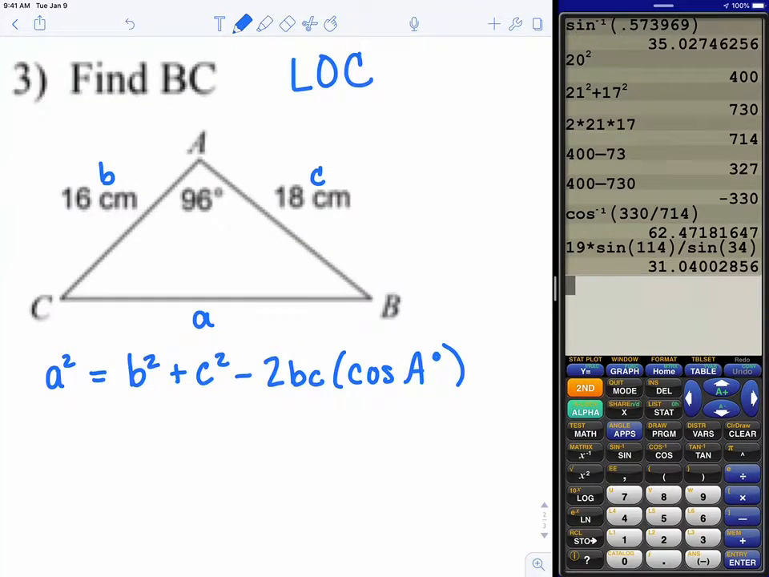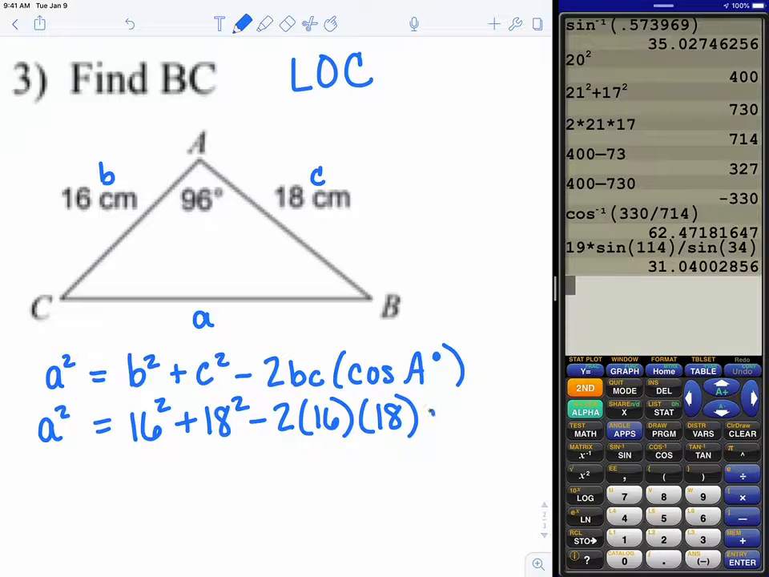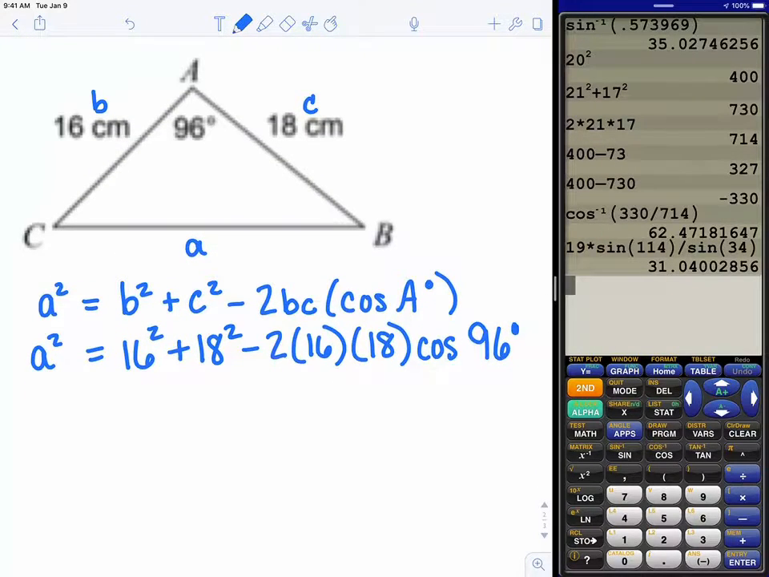We're going to fill in all of the values that we know. Little a, do we know that? No, so that is a squared still. Set it equal to b squared, so little b is 16, plus 18 squared, minus 2 times 16 times 18 times the cosine of angle A, which is 96 degrees. Use your calculator wisely, guys. You could sit here all day trying to calculate every little piece of that, but you can just plug it into the calculator and do it all in one step. Some people like to do it in 2 steps. I just do it in 1 step.